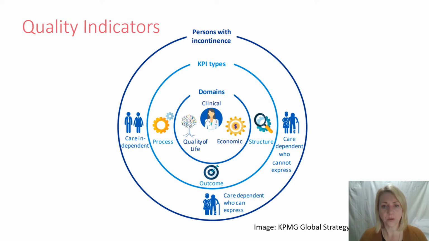For this project, we were guided by the key performance indicators developed by the Global Forum on Incontinence and explained in the 2018 KPMG Global Strategy Group report. Outlined in the report were the types of persons who experience incontinence, the key performance indicator types, and the overarching domains of clinical, quality of life and economic. This project focused on 4 of the 14 developed KPIs. These 4 KPIs, which were drawn from the clinical and quality domains, informed our research questions.